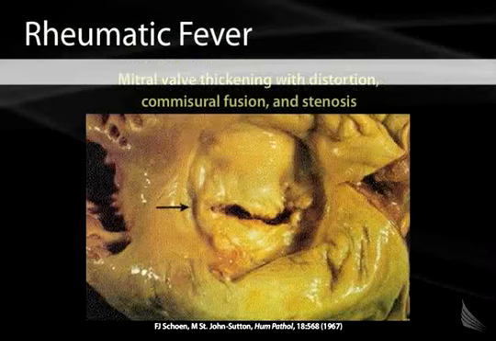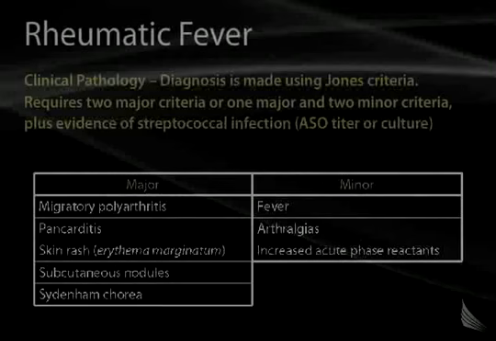Here's a gross picture demonstrating the effects of rheumatic fever on the mitral valve, showing the thickening with distortion, commissural fusion, and ultimately stenosis. This is an entity that's still seen very commonly in the developing world, although less commonly in the United States.